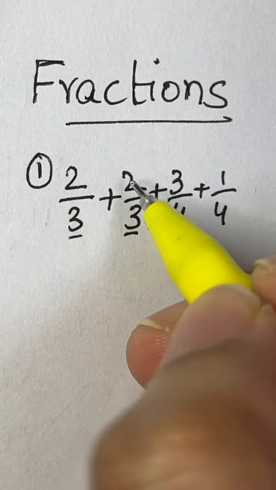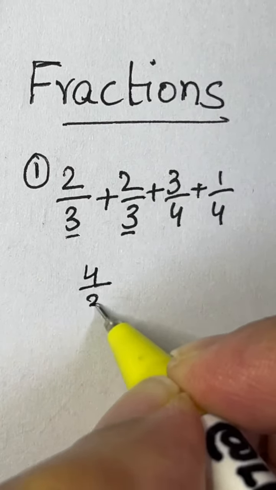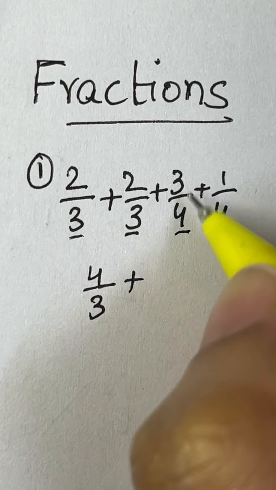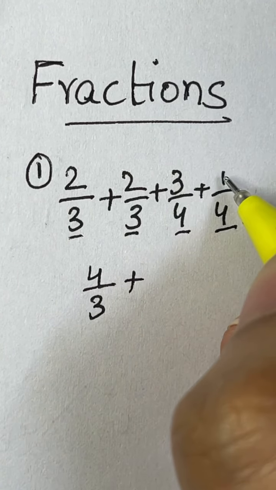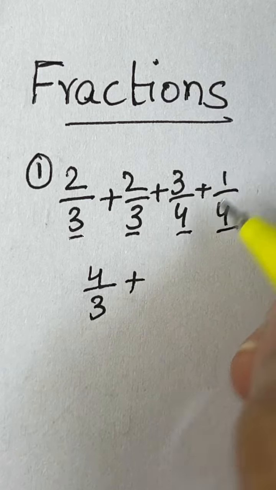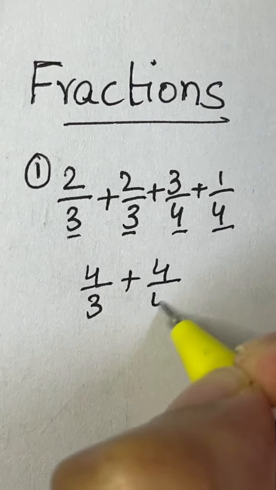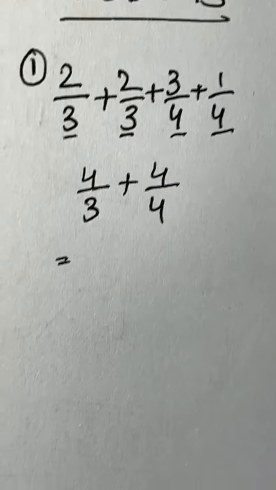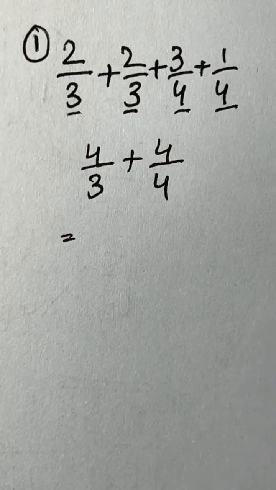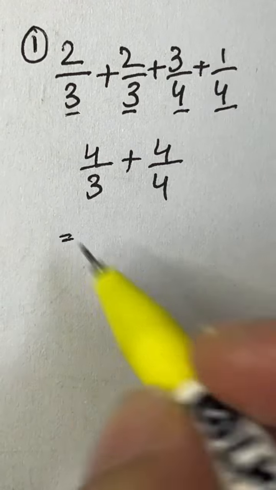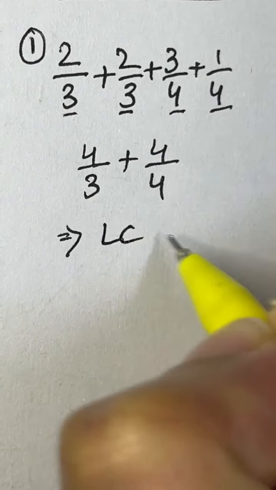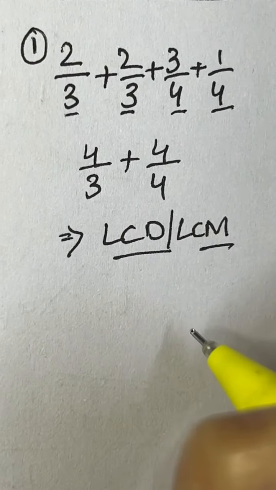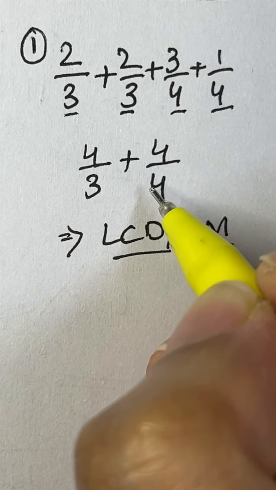So that becomes 2 plus 2, that's 4/3. Plus, this denominator is the same, so we can easily add the numerators. 3 plus 1 is 4, so we have 4/4. And now we have different denominators, so we find the LCD or the least common multiple. You can say either LCD or LCM. What is the least common multiple for 3 and 4?